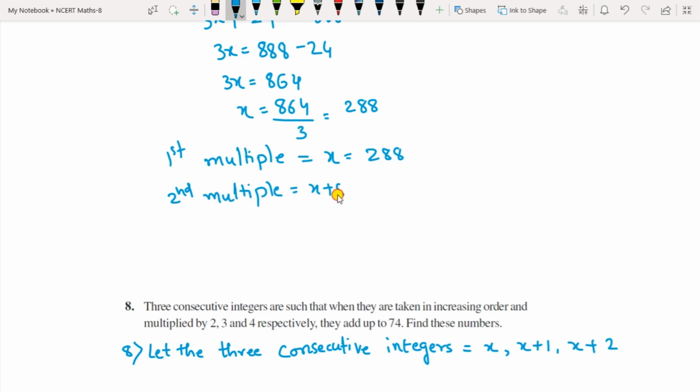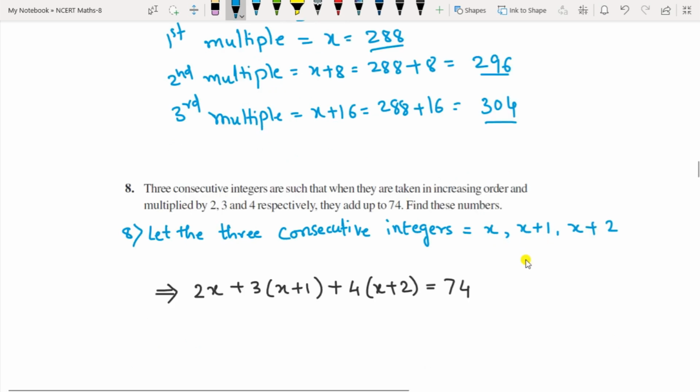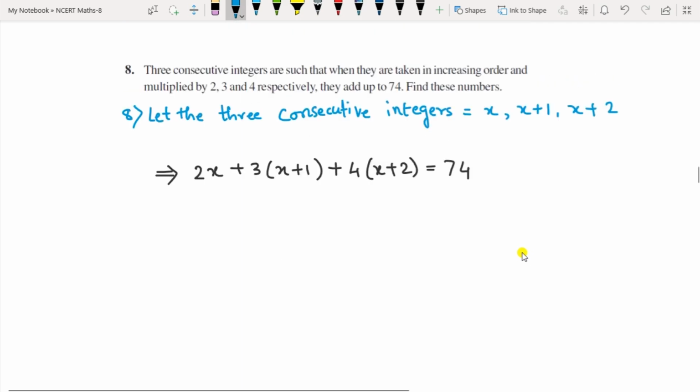Second multiple is x plus 8, that gives totals up to 288 plus 8, it gives 296. And third multiple is x plus 16, that is 288 plus 16, that gives 304. So 288, 296 and 304 are the three multiples of 8 that, when added, total to 888.